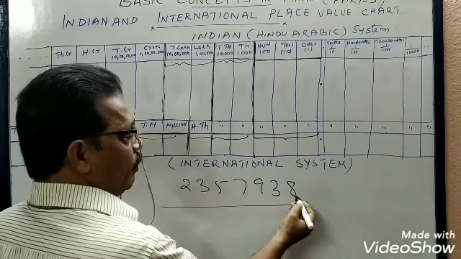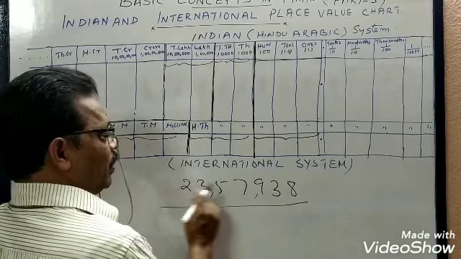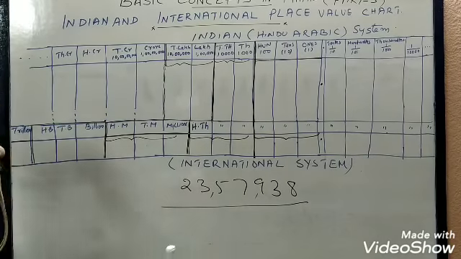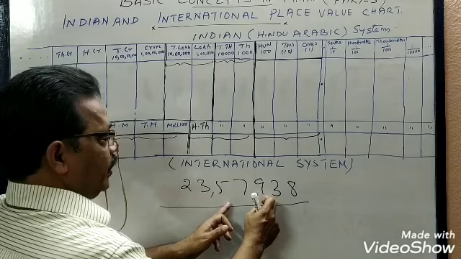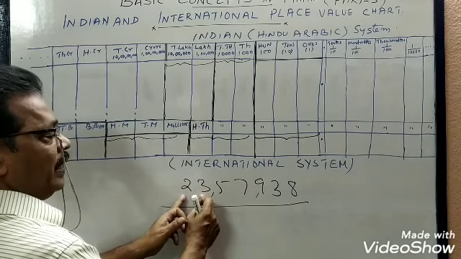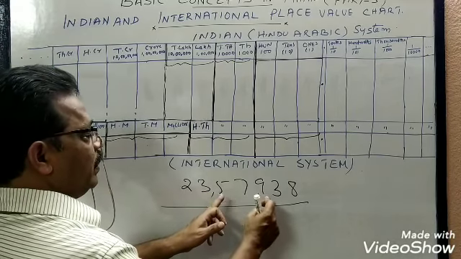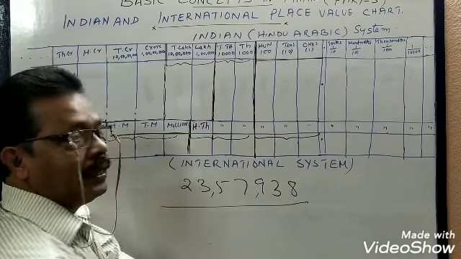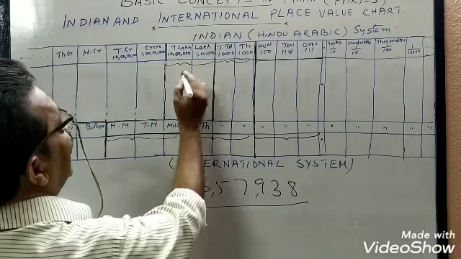In the Indian system, I have told you that the first period contains 3 digits, then 2, and so on. So this is the period of ones, then 1, 10, 100, then this is the period of thousands, and this is lakh. So what is the name of this number? 23 lakh 57,938 in the Indian system. 23 lakh.